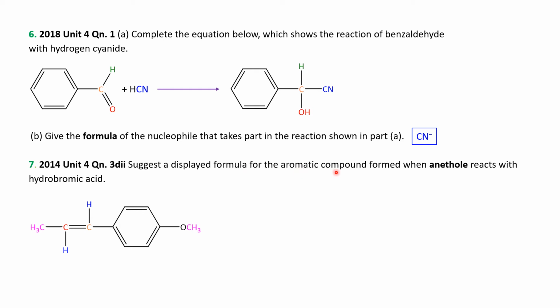So, displayed formula for the aromatic compound formed when anethole reacts with hydrobromic acid. Well, here's anethole. We're going to react that with HBr. Okay, it's going to be an addition across this carbon-carbon double bond. The question is, of course, does the hydrogen go on the red one, so the bromine goes on the orange one, or does the hydrogen go on the orange one, so that the bromine goes on the red one?